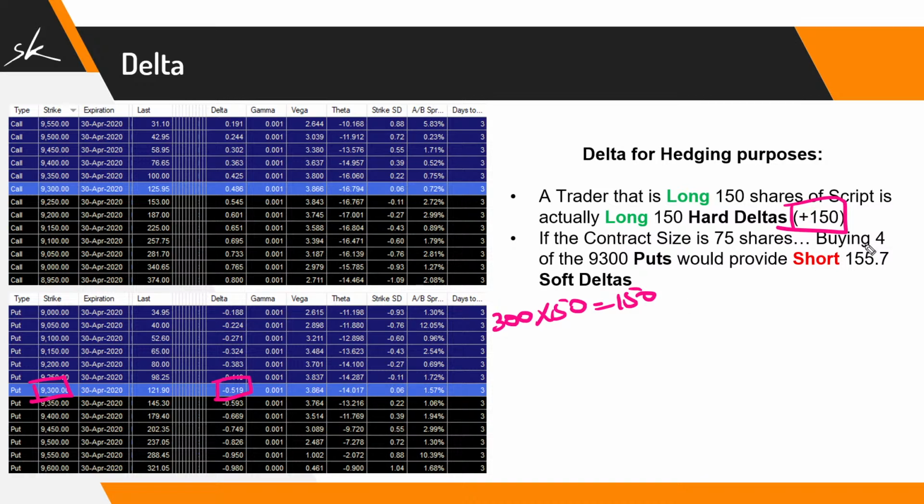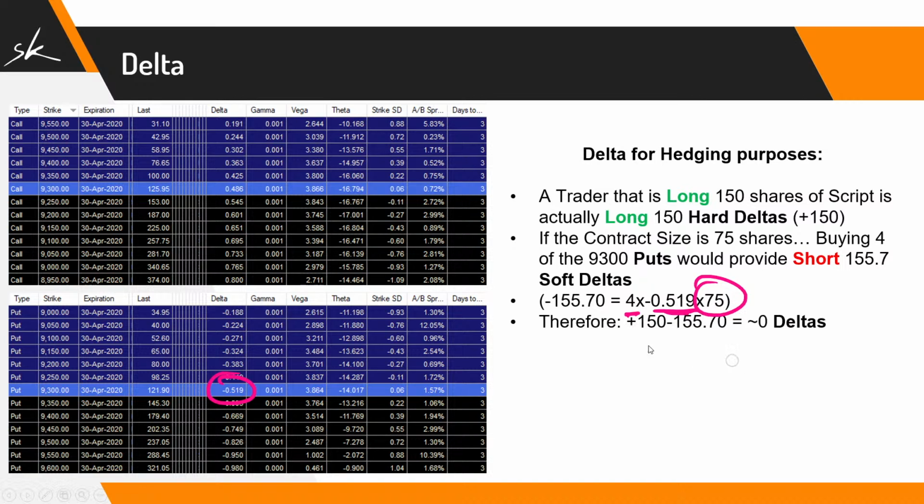So that is the only way I can have 150 delta. So that is why you'll have to buy four contracts. Why? Because the contract size is 75. So if I buy four contracts, I'll have 300 shares with the participation of 50%, which basically now gives me a minus 150 delta, and my position is hedged, right? So this is how we do it. So minus 155.70. How did we get 155.70? Because we are taking four contracts. Currently the delta is minus 0.519, and because the lot size is 75, we are multiplying with that, and that is how we got this.